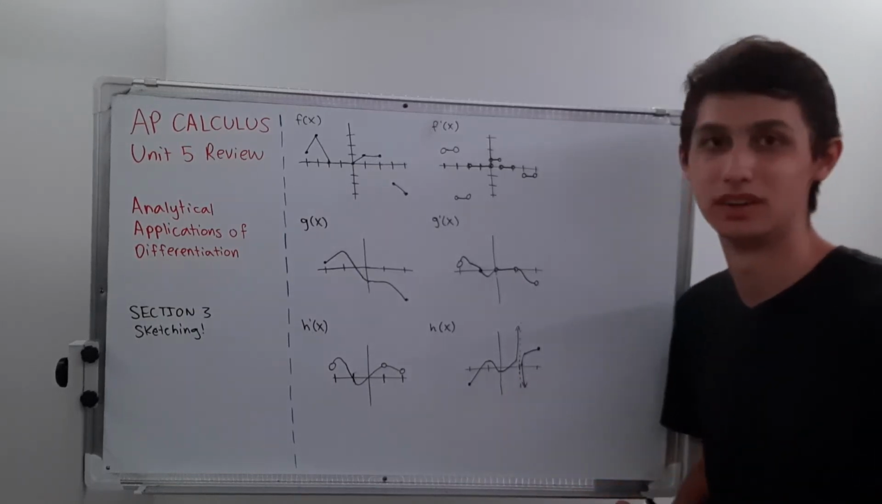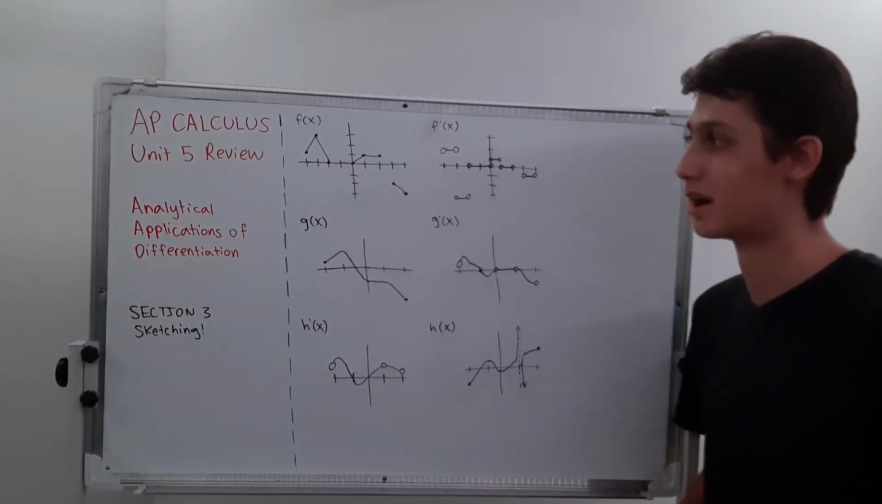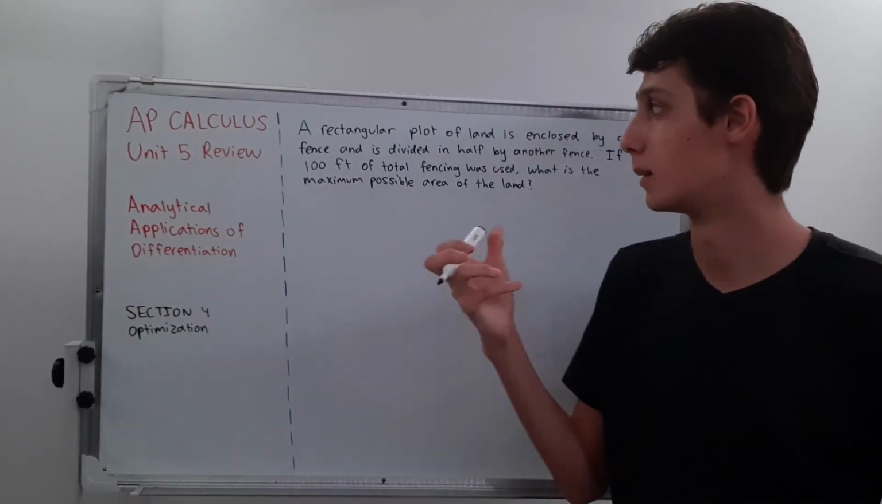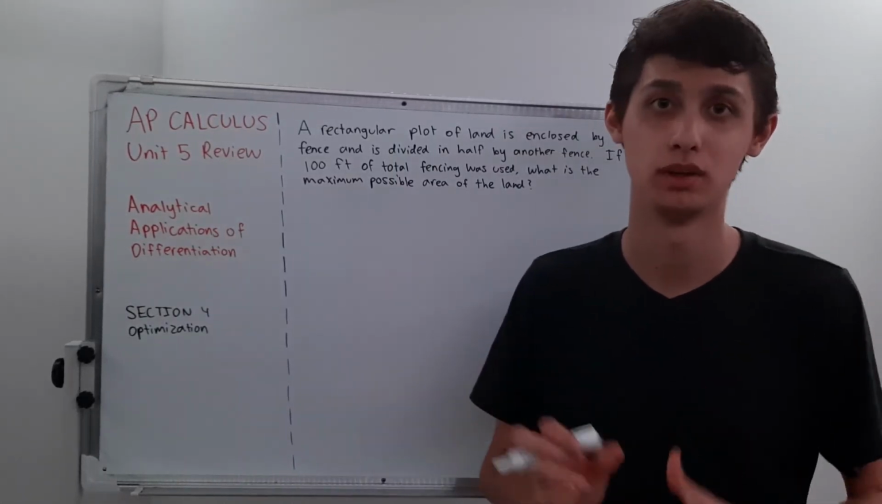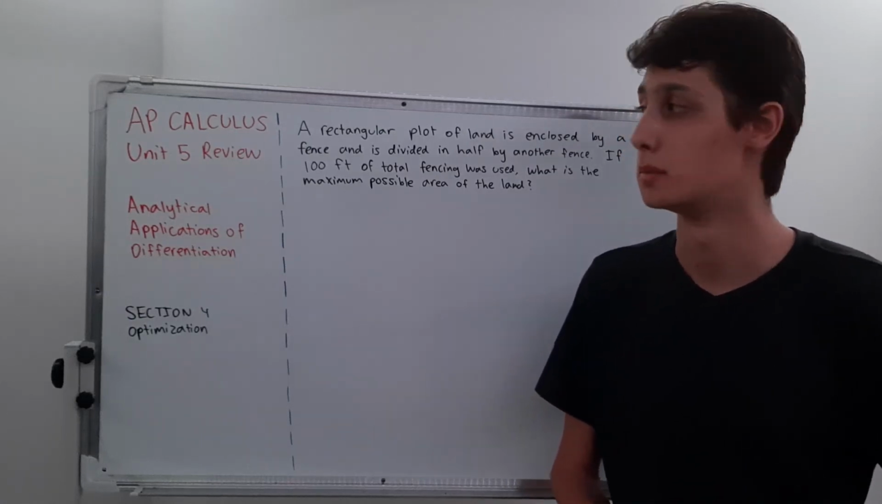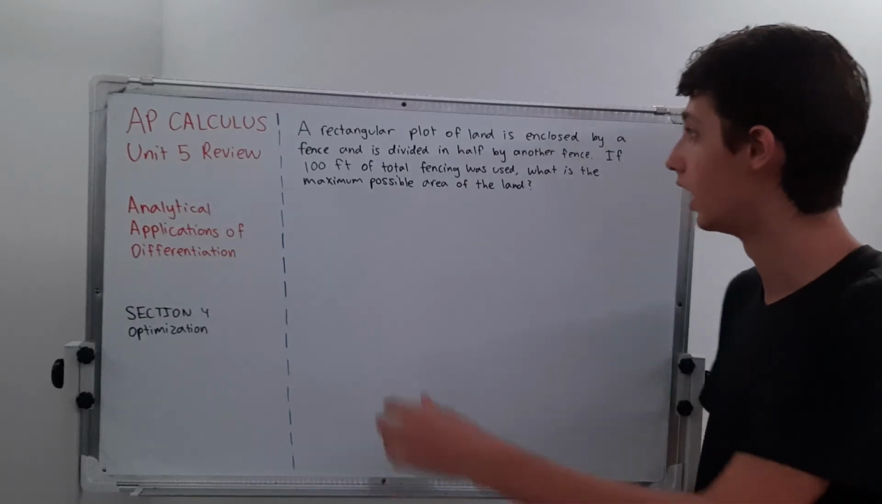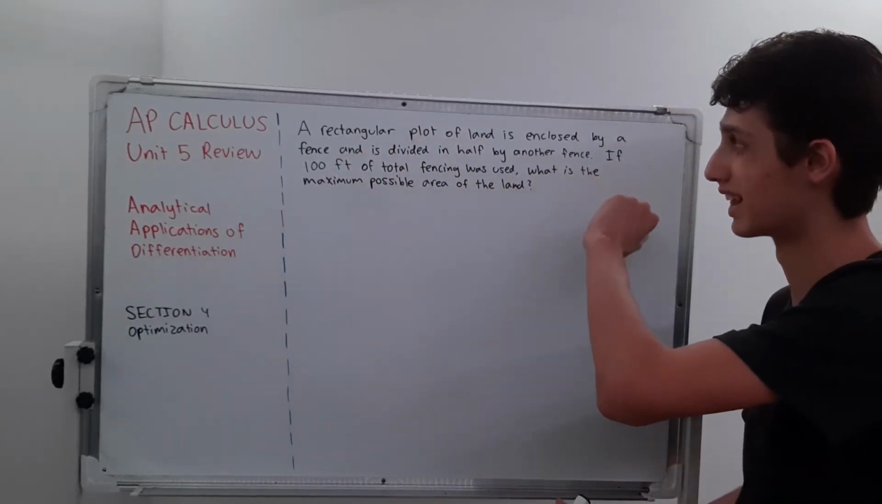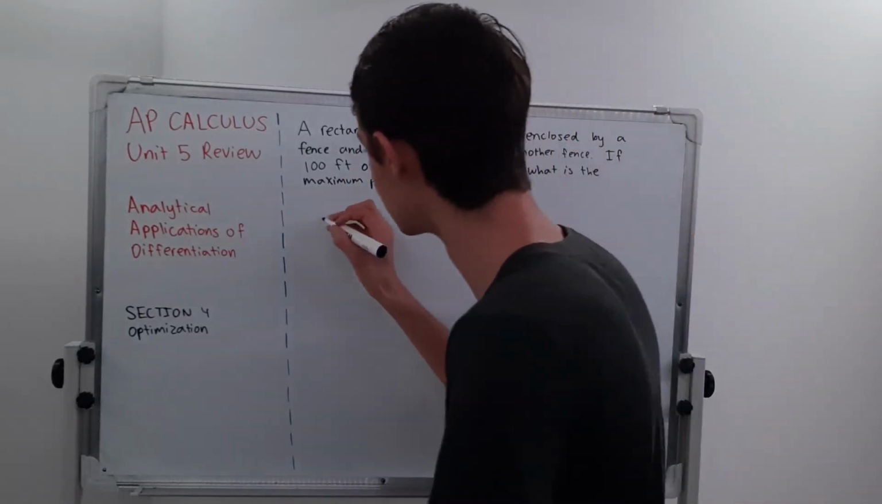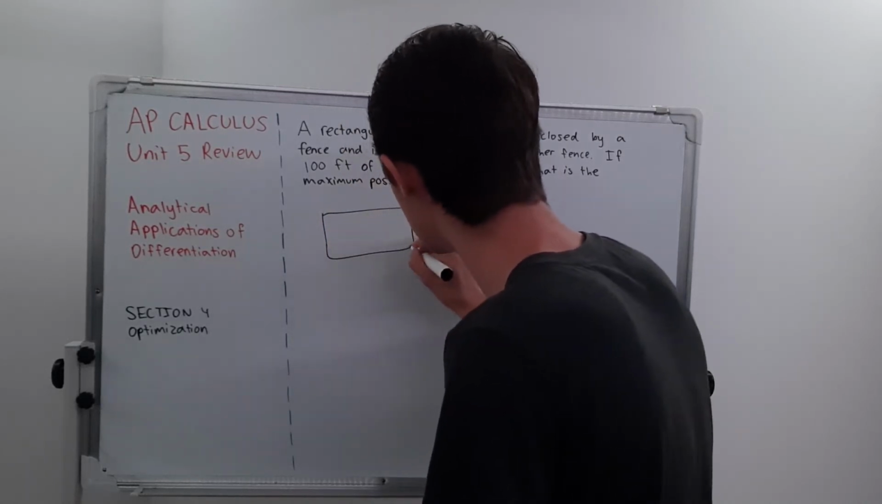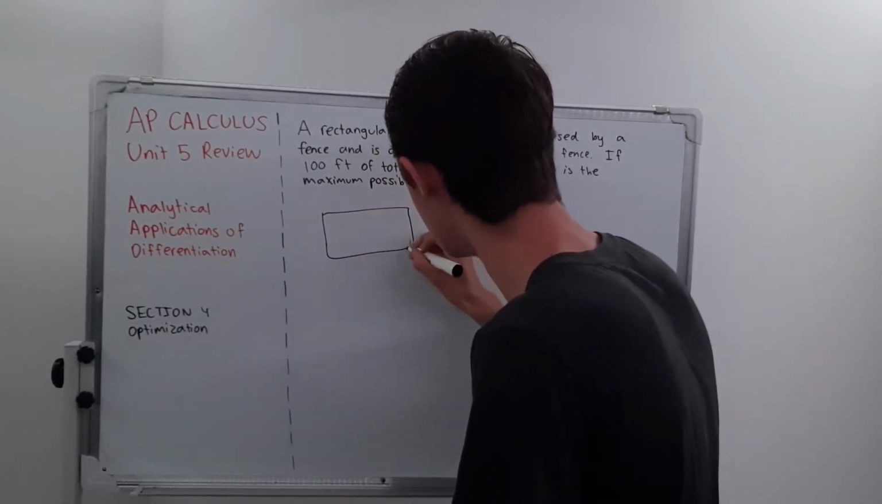Alright, so let's move on to the final topic of this video. Here we have an optimization problem. I hope you guys have already gone over that, but I'm just going to give you a quick example. So, a rectangular plot of land. Let me just draw a rectangle here. Let me actually make it a good rectangle.